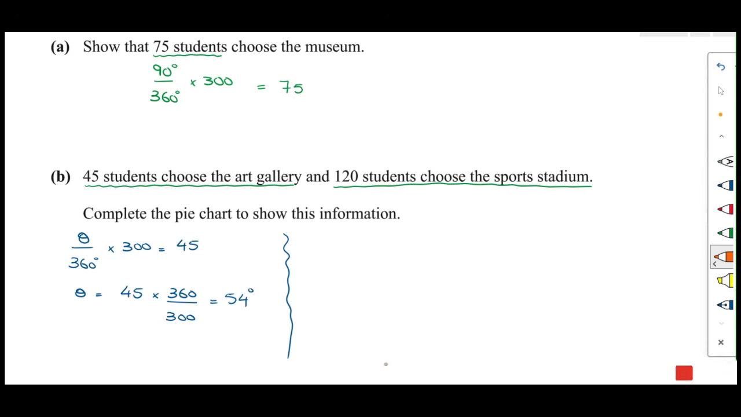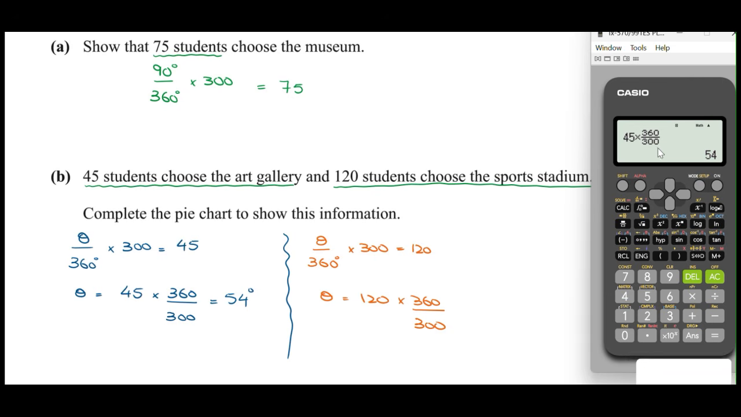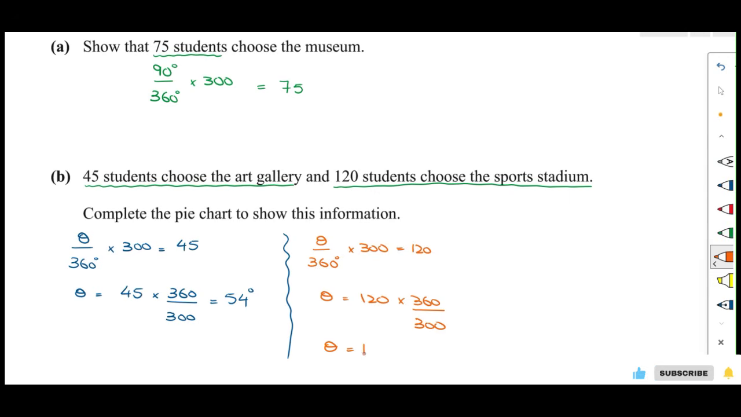Now for the second one, again we need to figure out theta. 360 degrees is the whole angle, multiplied by the total number of students, 120 students who chose sports. So theta is equal to 120 multiplied by 360 divided by 300. Okay, let me solve for theta. So 360 over 300, we can do 120 times this one, 144. This angle theta is 144.